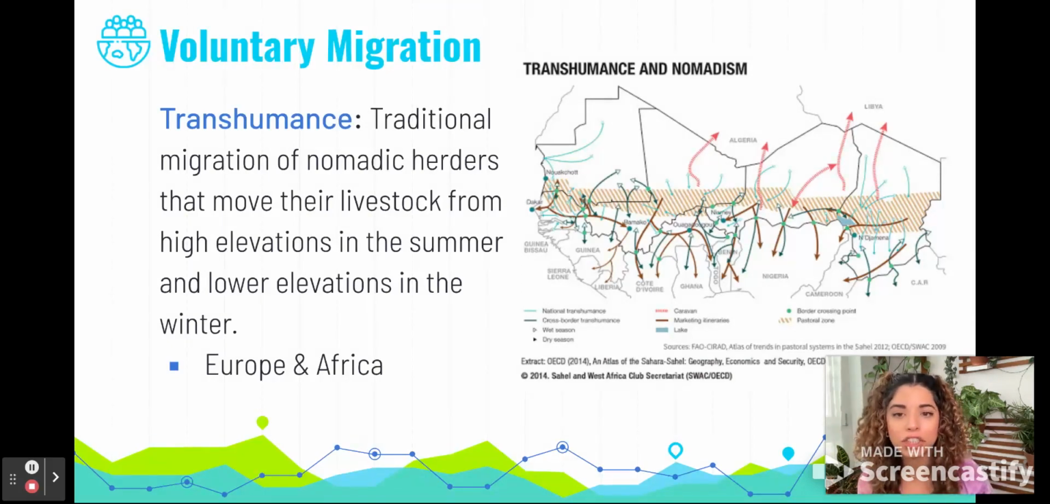Then we have transhumanist migration. This is traditional migration of nomadic herders that move their livestock, typically from higher elevations where it's cooler in the summer to lower elevations where it's warmer in the winter. We see this in Europe and Africa, and this is an example here that we see in sub-Saharan Africa.